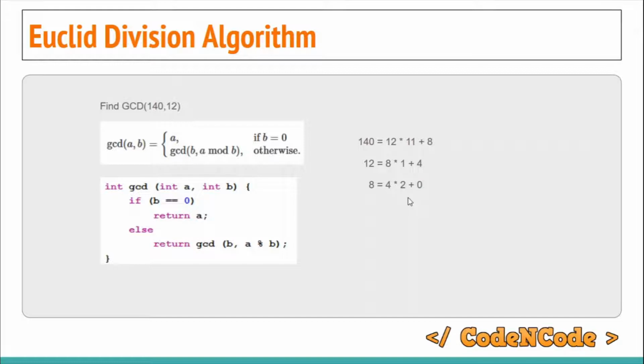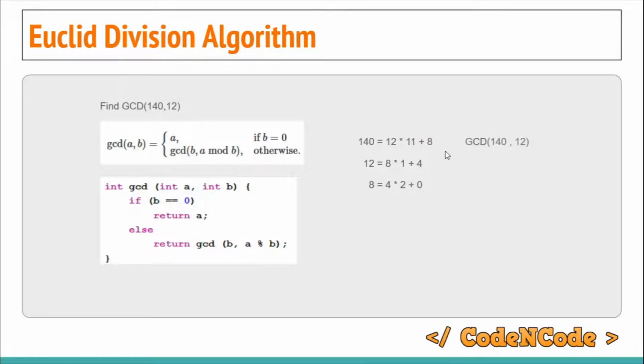In the next GCD call, what you would have done, you would have made another GCD call to B comma A mod B. Now passing A mod B would result in B being 0, and as soon as you get B as 0, you return A, that is you return 4.